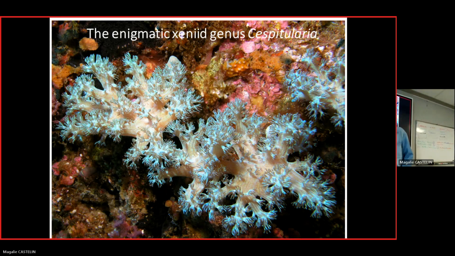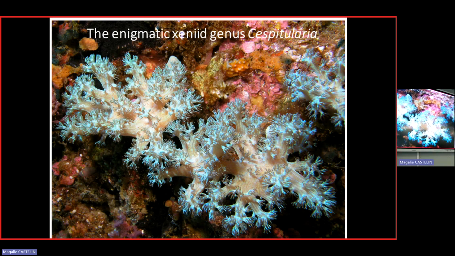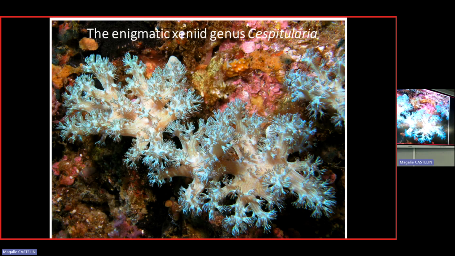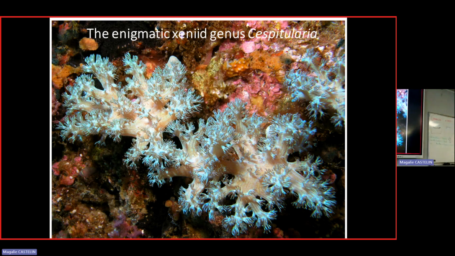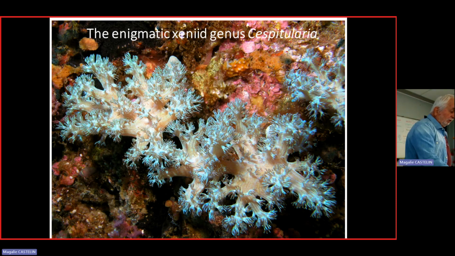Cespitularia. A nice xeniid. You see a nice picture underwater. Colonies are about 15 centimeters in diameter, maybe more. Branched, you see, branched. Very common in shallow water throughout the entire Indo-Pacific, from the east coast of Africa all the way wherever you go. And I saw them. I won't go into the problem of the inability to assign any colony to this genus.